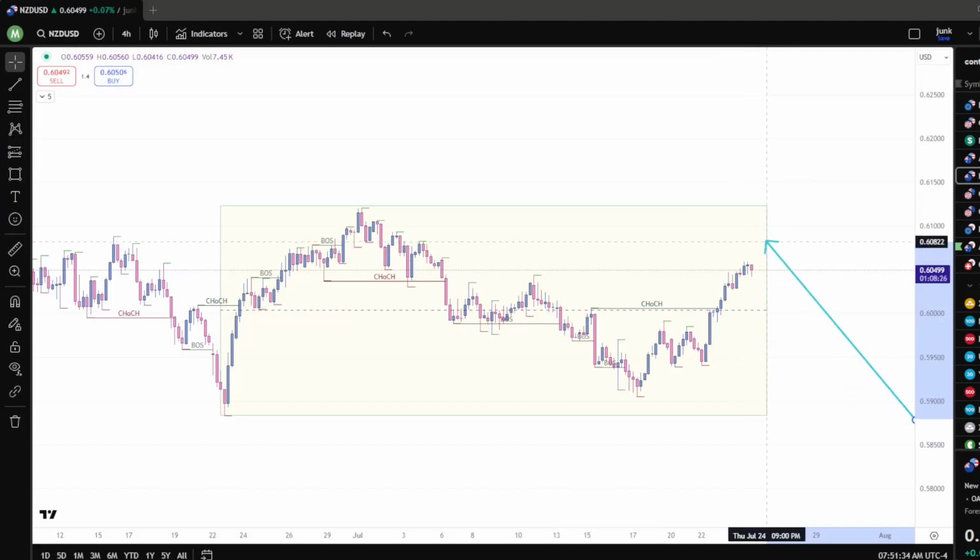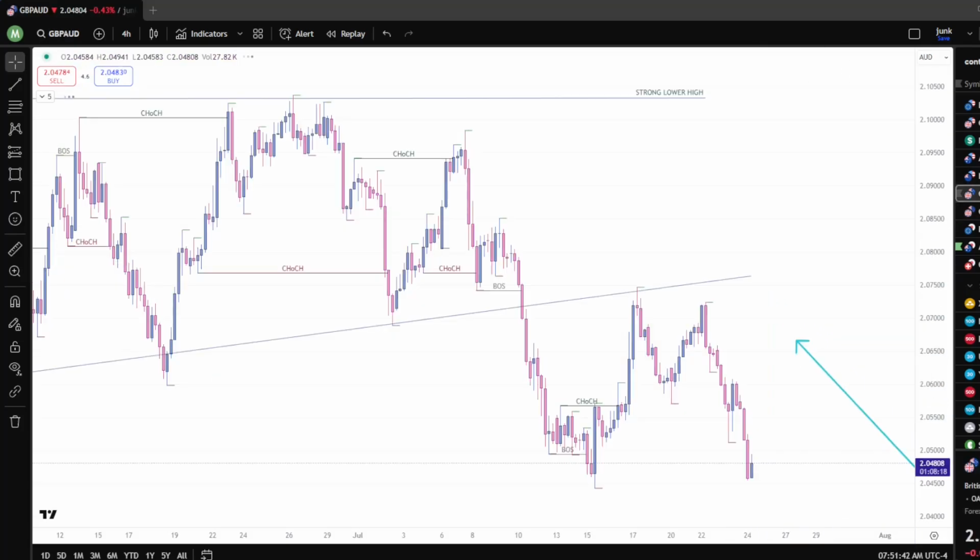This is an impulsive move. This is the bullish momentum out of discount. We'll be only looking for any type of buying opportunity in order to target the highs of the overall range.